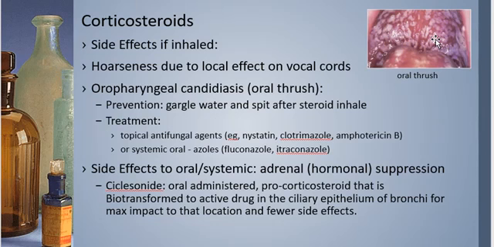Because there are side effects to both oral and systemic administration, as well as hormonal effects, we can use this particular formulation called ciclesonide, and this is kind of cool. This is an orally administered pro-corticosteroid, and so biologically this drug does nothing until it goes through the biotransformation pathway, and that pathway actually occurs in the ciliated epithelium of the bronchi.